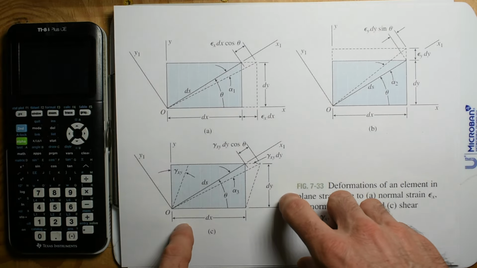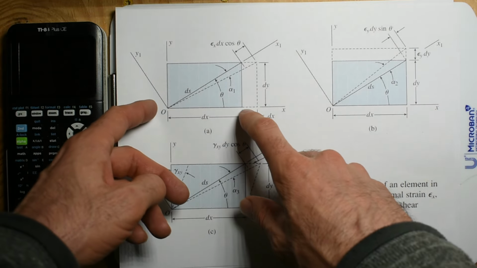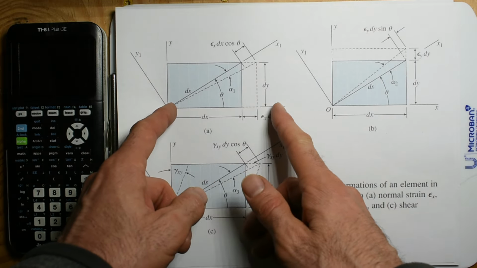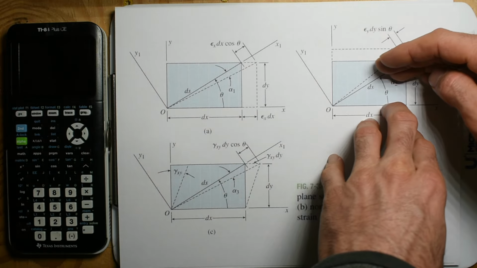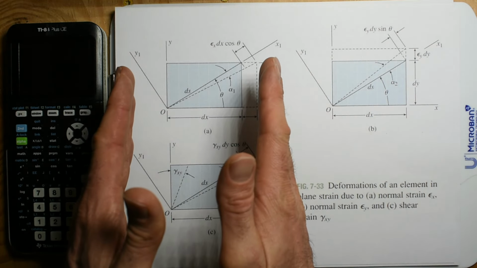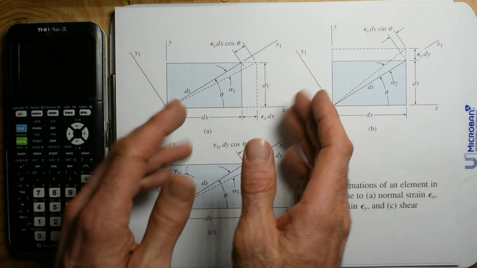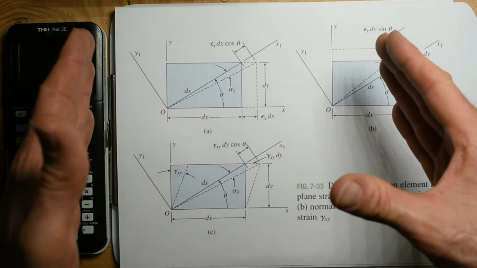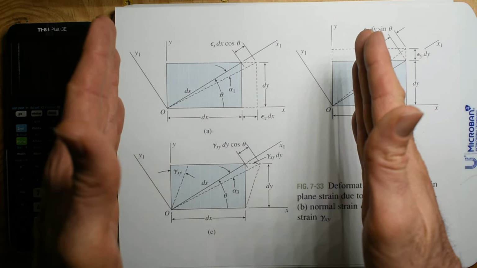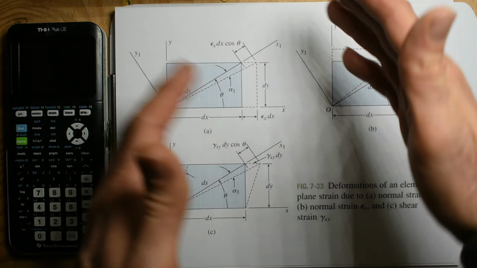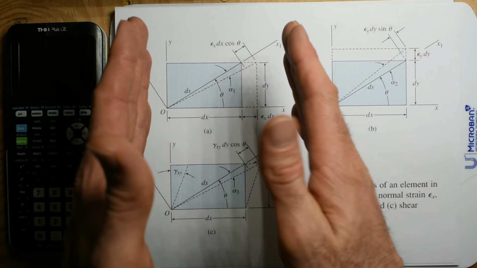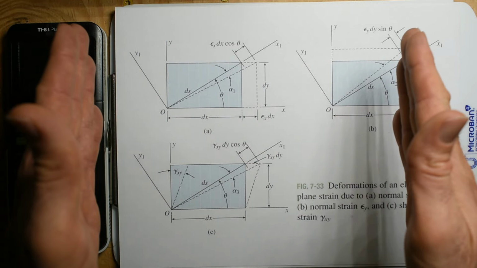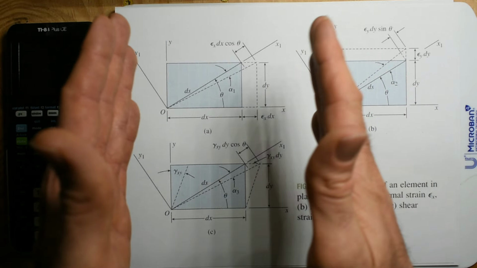In the Gere book, we have a little element, and we know that we have some change in length in the x direction, some change in length in the y direction, and then some sort of rotation of the element. That's what strain is. Strain is a deformation. It's going to be a stretching in two different directions. It can also be a shrinking. Stretching is just the positive change in length, where shrinking is just a negative stretch.